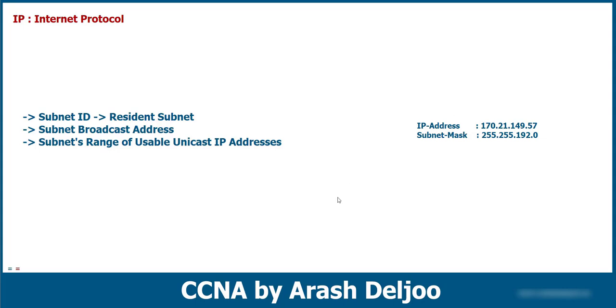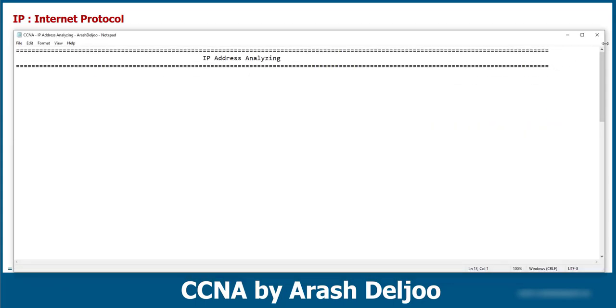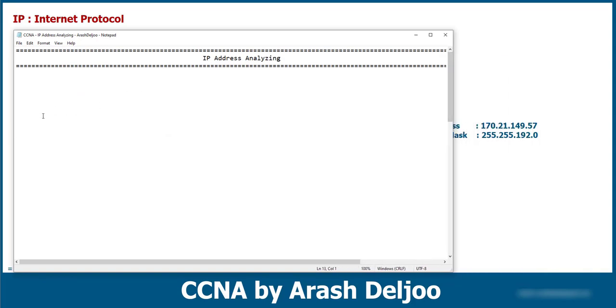Let me show you here. I'm going to first write this IP address here. This is the IP address we have, 170.21.149.57, and the subnet mask, 255.255.192.0. That's it. The requirement of this scenario is finding the subnet ID, broadcast, and usable range. Let me convert these two decimal values to binary values.